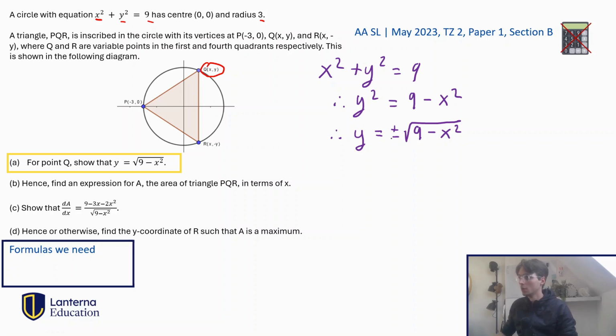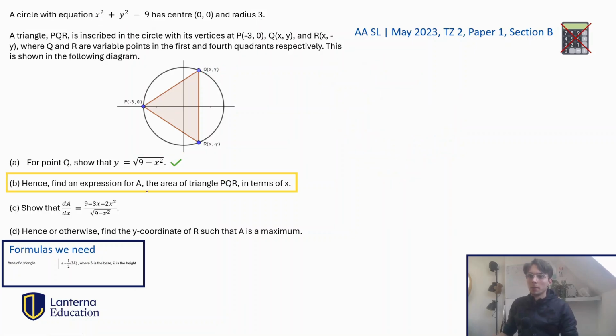So we can conclude that the negative is irrelevant. Negative is irrelevant, like so. And we get positive. And hence we've shown that y is the square root of 9 minus x squared. Lovely stuff. Okay, next question.